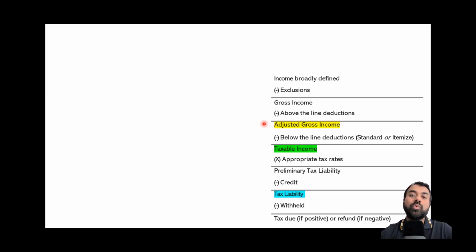And then when you work with tax related problems, please read the question carefully. If the question asks you to calculate AGI, then calculate AGI. If the question asks you to calculate taxable income, then calculate taxable income. So please do not confuse these technical terms. This is where I will end this discussion, and I hope to see you in the next one.